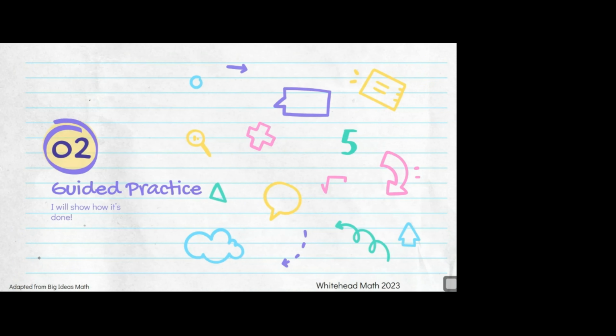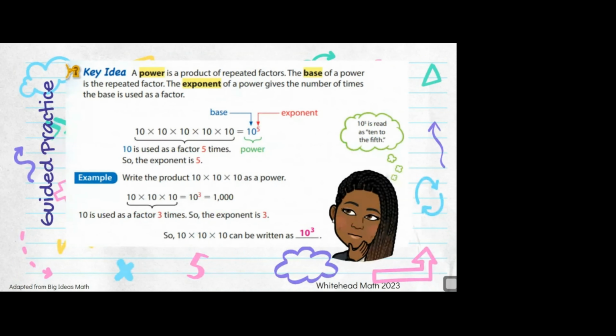All right, now I'm going to show you how it's done. Key idea here is a power is a product of repeated factors. The base of a power is a repeated factor. The exponent of a power gives the number of times that the base is used as a factor.